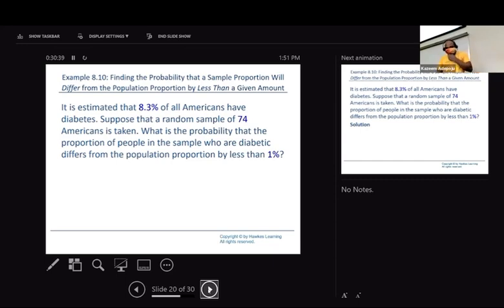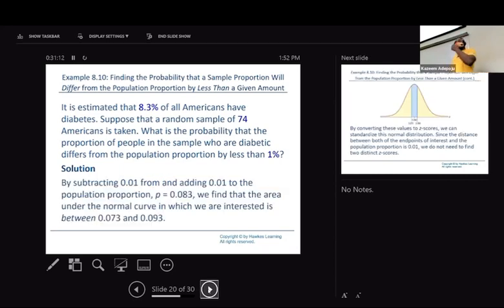Now let's leave politics, and we want to go into an example in medicine. It is estimated that 8.3% of all Americans have diabetes. Suppose a random sample of 74 Americans is taken. What is the probability that the proportion of people in the sample who are diabetic differs from the population proportion by less than 1%? How do we approach this?